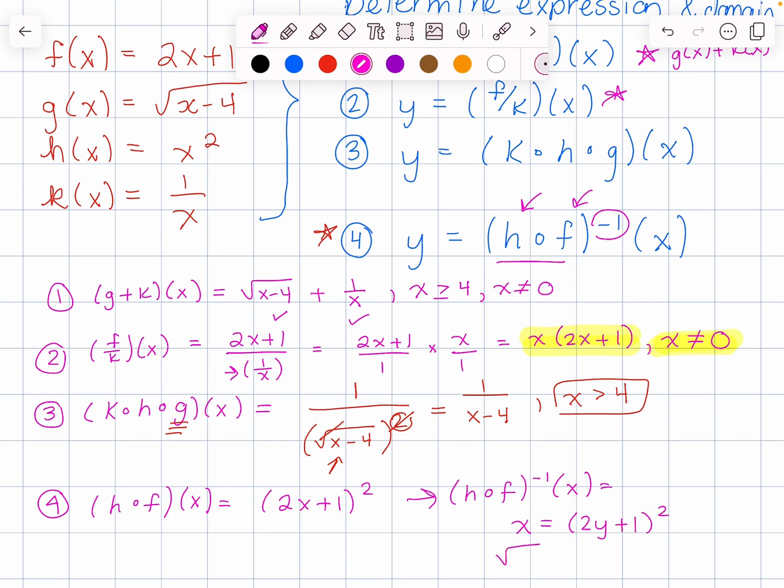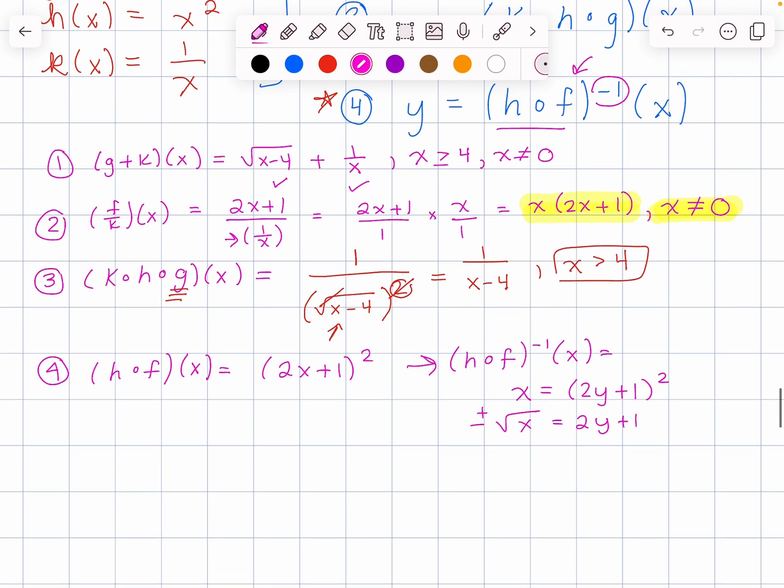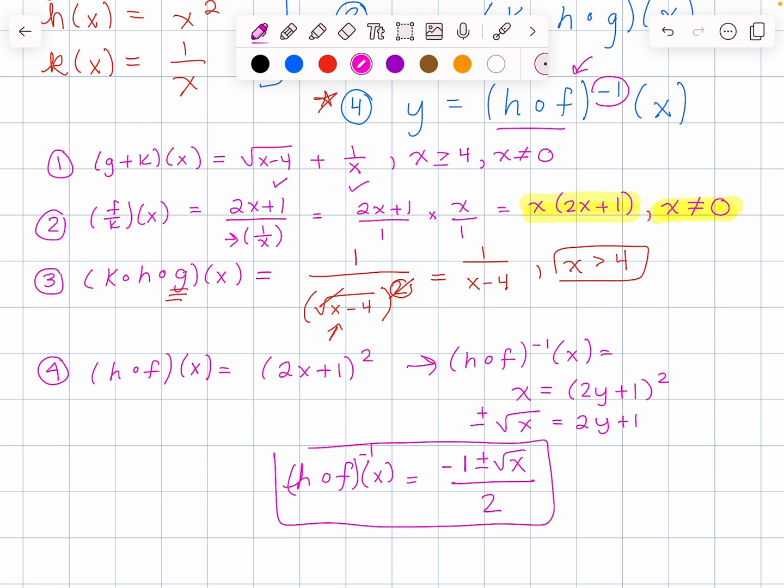I'm going to root both sides, so I'll get the positive and negative, root x equals 2y plus 1. And then I'm going to move this over, so I would have negative 1 plus or minus, and I'm writing it out front because it just looks cleaner to put those operations in the middle. And now I'm going to divide it by 2. And this would be equal to h of f of x inverse. And I would expect this to be circled so I don't have to hunt for your answer.